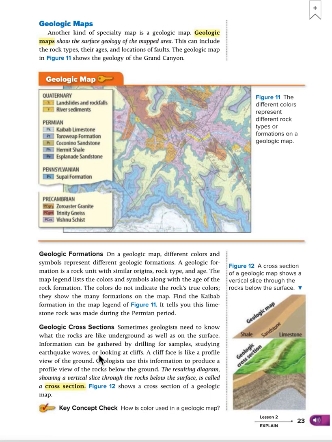So sometimes geologists need to know what the rocks are like underground as well as on the surface. Information can be gathered by drilling for samples, studying earthquake waves, or looking at cliffs. A cliff face is like a profile view of the ground, so geologists can use this information to produce a profile view of the rocks below the ground. See here, they're going to use this mountain here, and they're going to look at it to create a diagram. So the diagram here is showing you like a slice into it, okay?